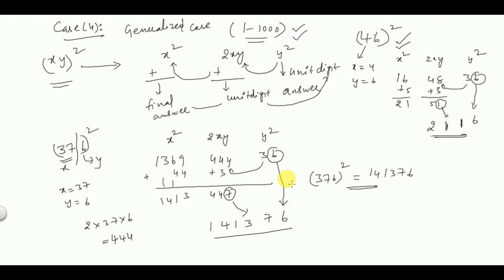Okay, hope you got all the methods. So I think this is the easiest way to find the square of a number.